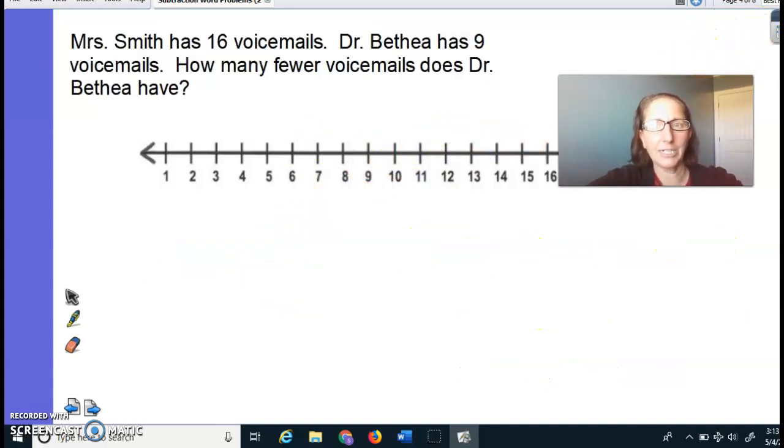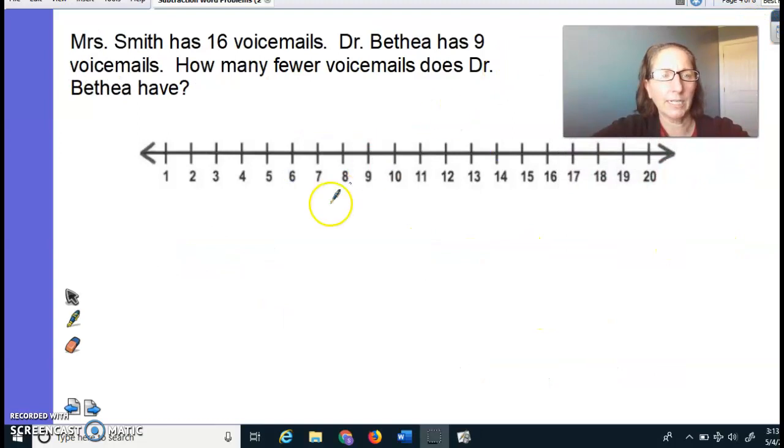So let's take a look at our next problem. Our next problem says Mrs. Smith has 16 voicemails. Dr. Bethay has 9 voicemails. How many fewer voicemails does Dr. Bethay have? So don't let those words trick you. We're still subtracting. 16 minus 9 because fewer means subtract. So we're going to subtract 16 minus 9 and we're going to come up with our answer. Be a big box there.